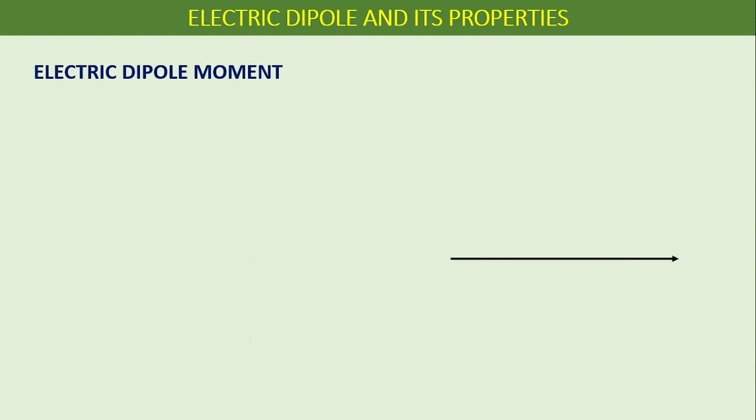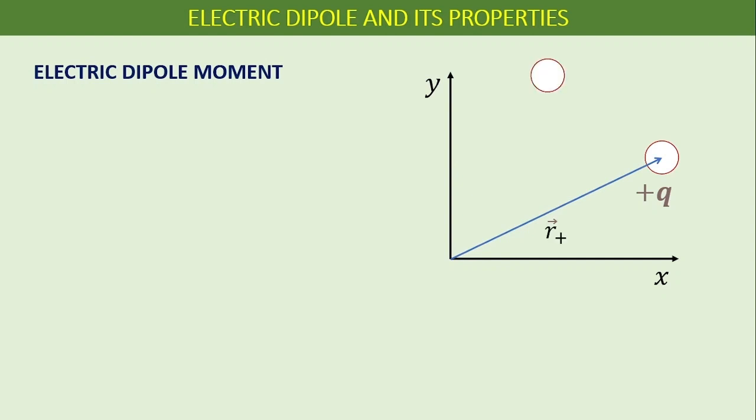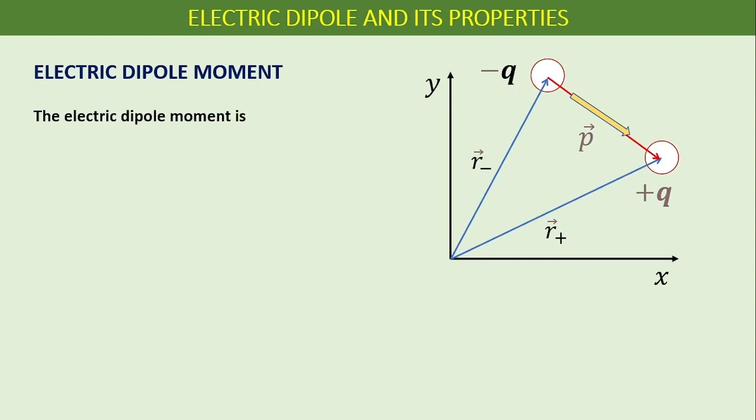Electric dipole moment. Here we have to define the electric dipole moment vectorially. Plus q at a distance of r plus vector and minus q at a distance of r minus vector. Now let us define the dipole moment p vector. The p vector equals q r plus vector minus q r minus vector. This is a vectorial mathematical definition of electric dipole moment for two charges. This can be extended to many charges.